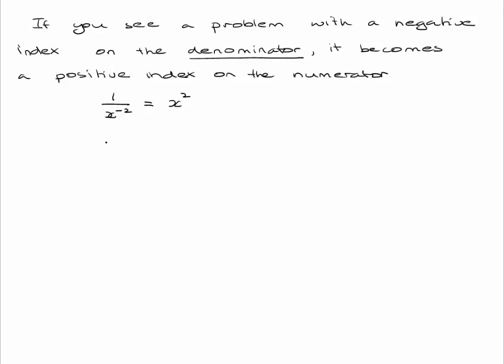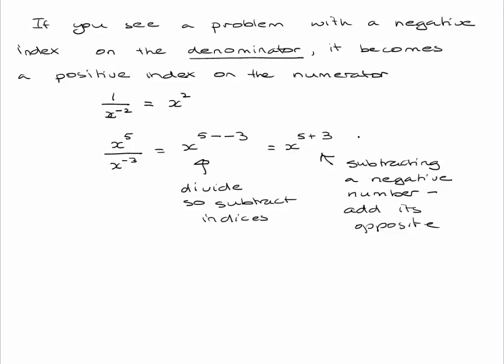X to the power of 5 over x to the power of negative 3. Let's look at that first by using our division index laws. That will be x to the 5 minus 3, because when we divide we subtract the indices. Subtracting a negative number means that we add its opposite. So 5 subtract negative 3, we're going to add the opposite of negative 3, and the opposite of negative 3 is plus 3, so that will become 5 plus 3, and 5 plus 3 is 8, so that will be x to the power of 8.